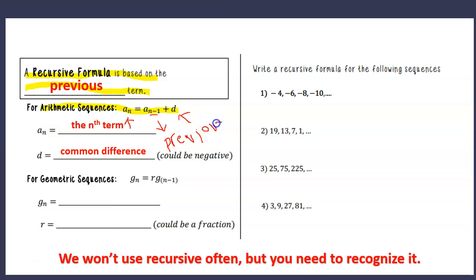I did my best, guys. Okay. So that's for the arithmetic sequence.